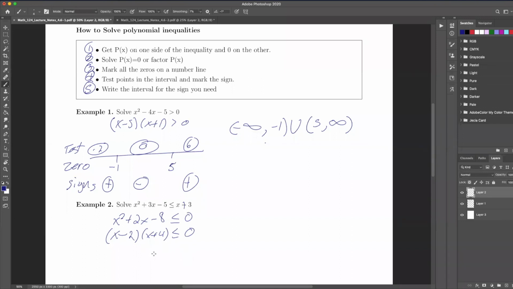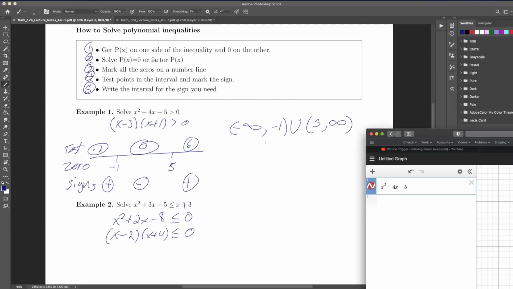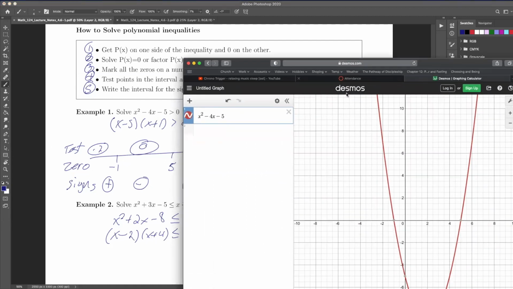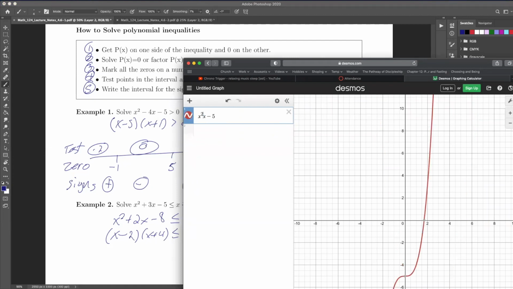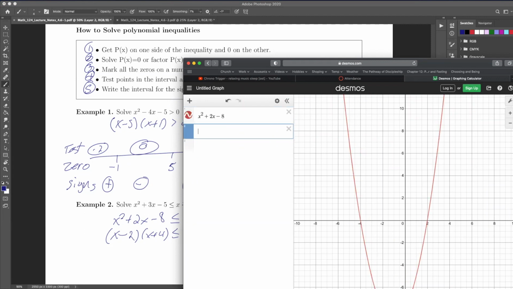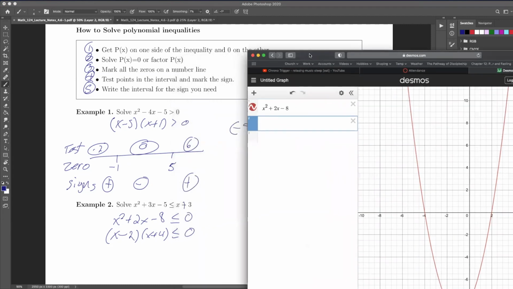All right, so here we have this. Now, I guess we didn't need to factor this. Let's go ahead and just look at it right here, and let's look at it graphically. We'll solve it graphically at this point. So I'll have x squared plus 2x minus 8. All right, and I want where this is less than or equal to 0.